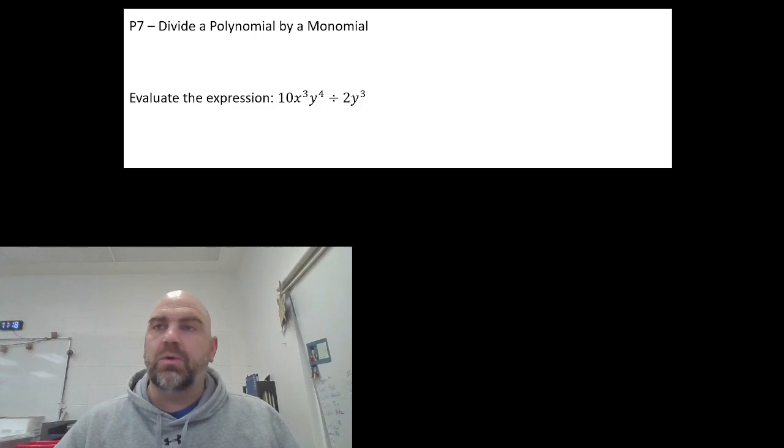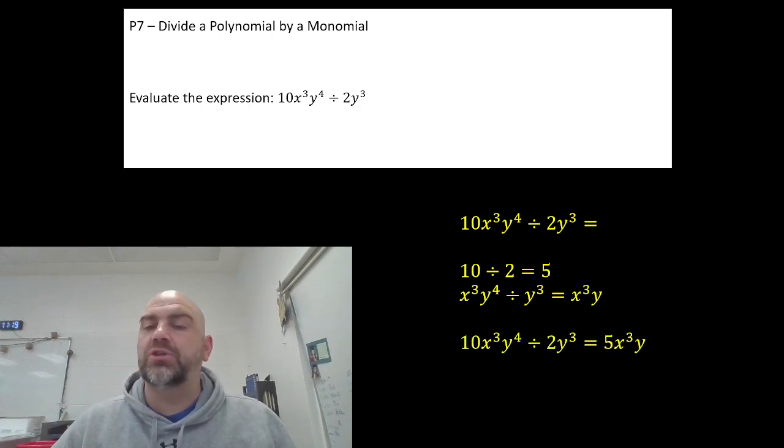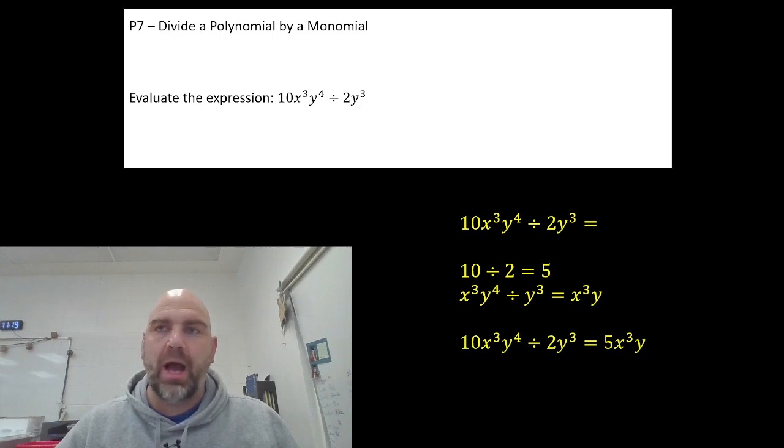All right, so let's try it. We are going to start by doing our coefficients. 10 divided by 2 is 5. So our new coefficient is 5. We have 3 x's and 4 y's in the first one. We're taking away 3 y's. No x's, only the 3 y's. So we're left with still 3 x's, but now only 1 y left. And so our final answer should be 5x cubed y. All right, so far so good.